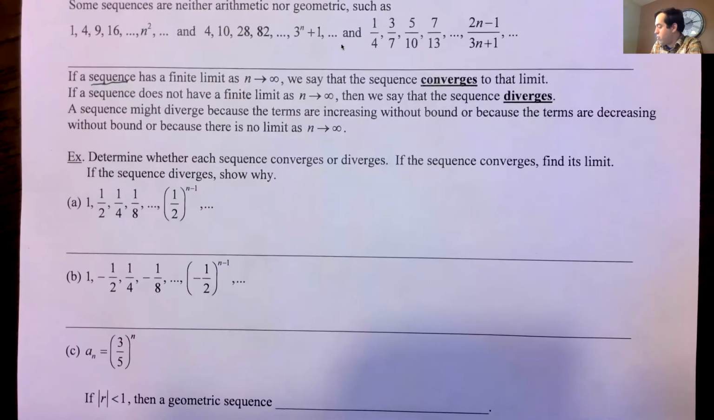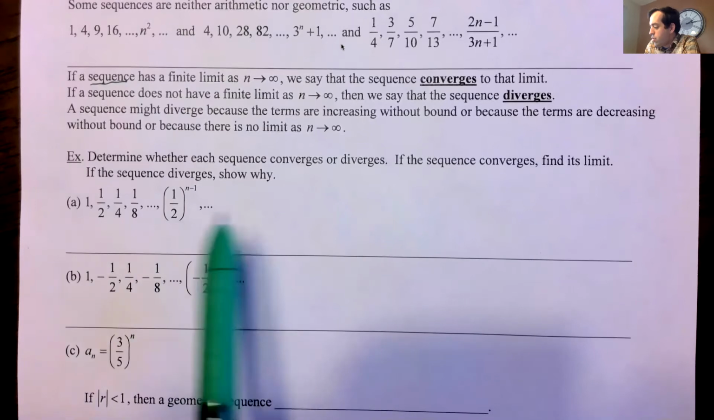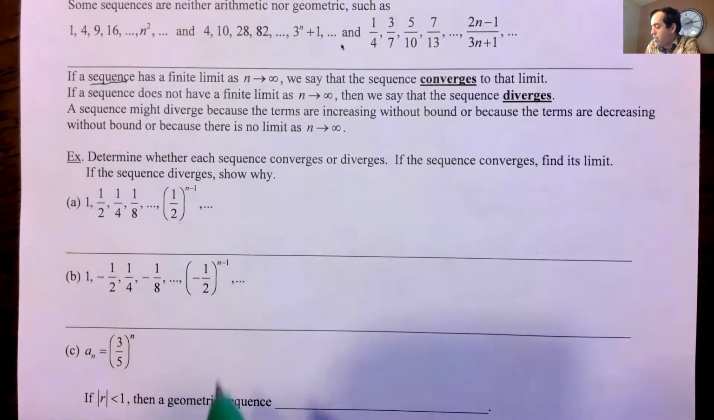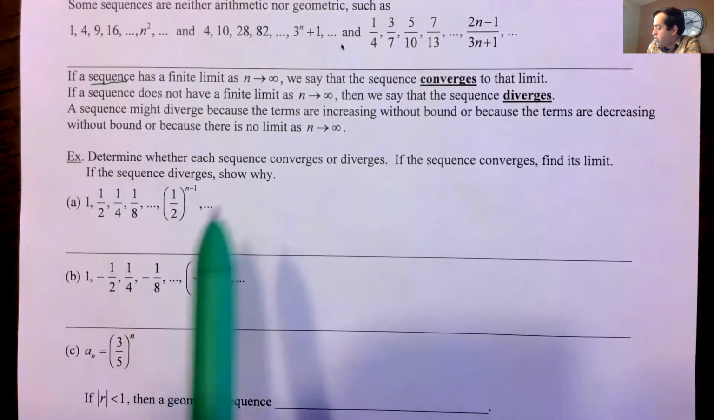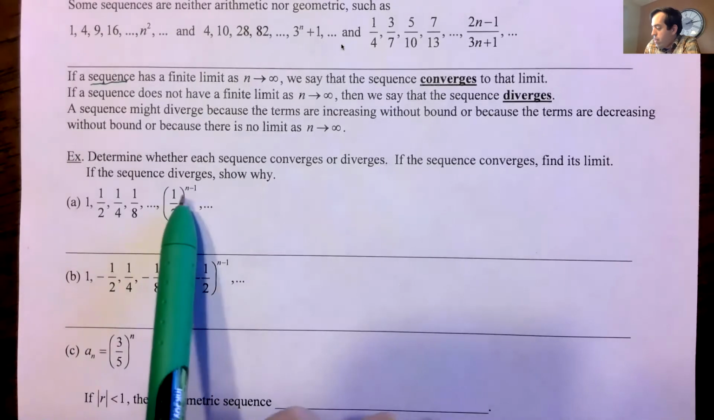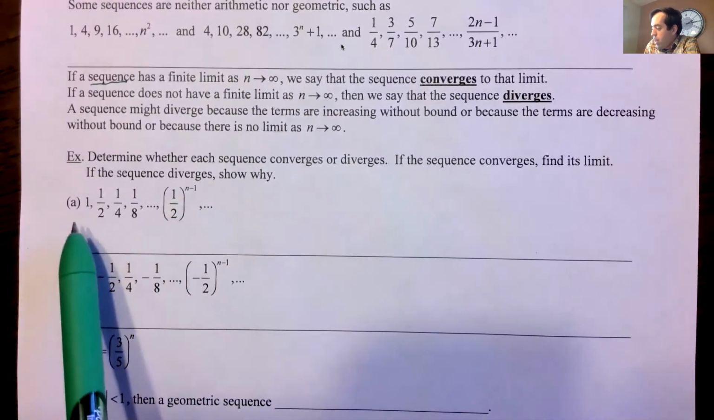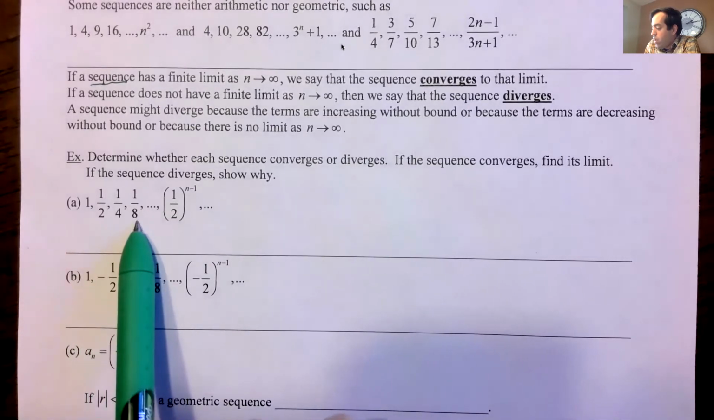So let's try some examples. Determine whether each sequence converges or diverges. If the sequence converges, find its limit. If the sequence diverges, show why. So in this question, first off, we have the sequence defined as (1/2) to the n minus 1 power. And you can see that as we go, the denominator is doubling every time.